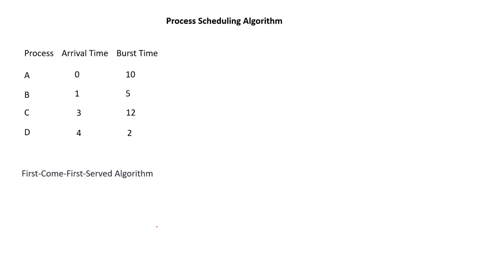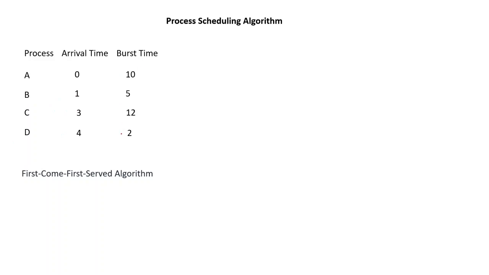Now as you can see on the screen, there are four processes A, B, C, D which arrive at different times. A arrives at time point 0, B at time point 1, C at 3 and D at 4, and they have different burst times.